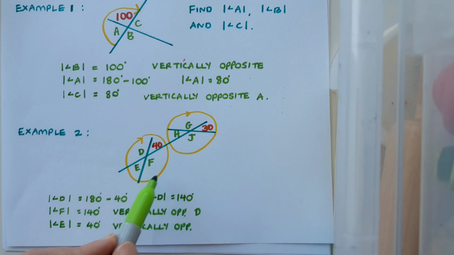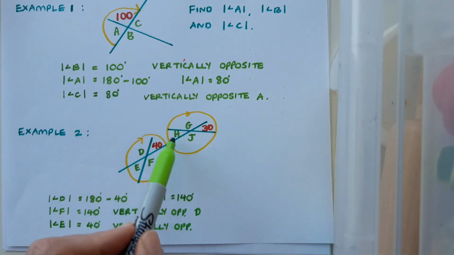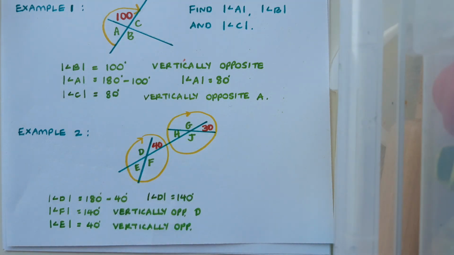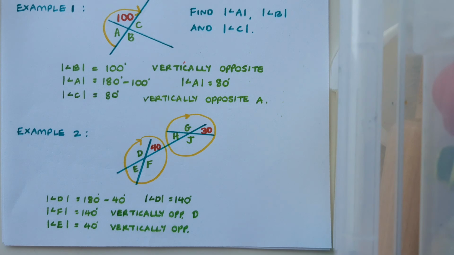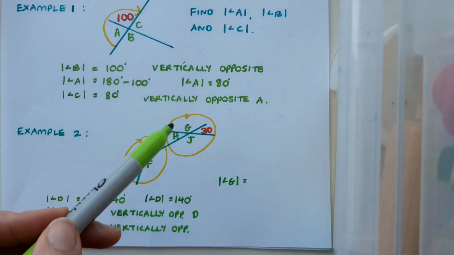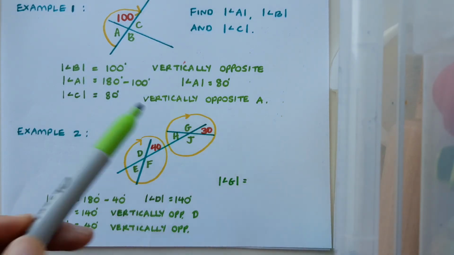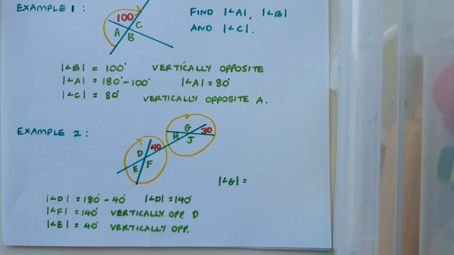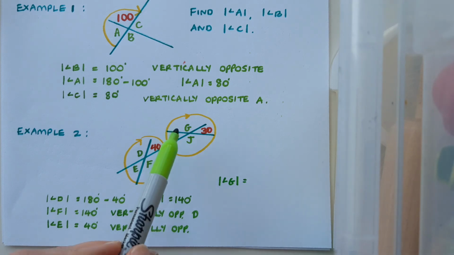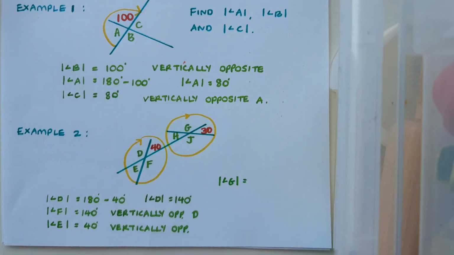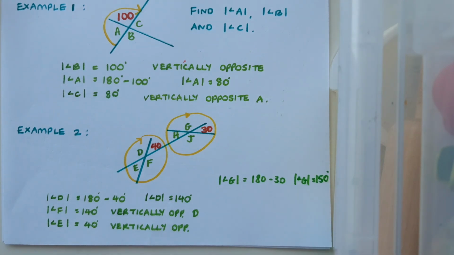Okay, that's this portion of the diagram completed, and now I'm going to go on to this portion of the diagram. First of all, I'm going to find G. G and 30 are on a straight line, and they make up 180 degrees. What's the name of that rule again? G and 30 are supplementary angles. So to find G, all I have to do is take 30 from 180. So G equals 150 degrees.